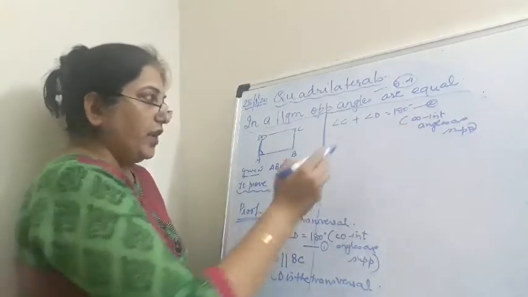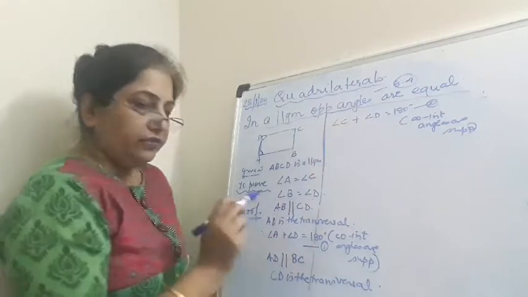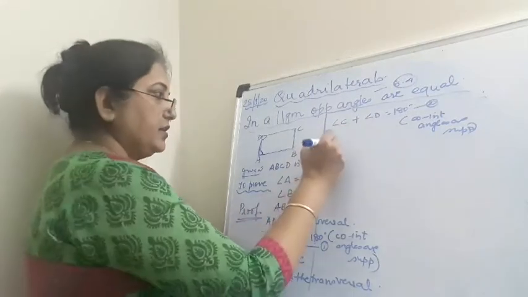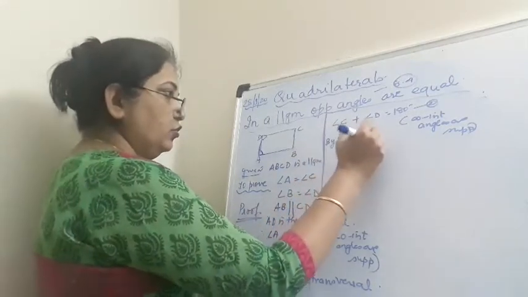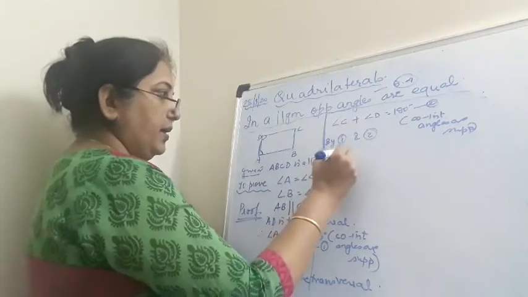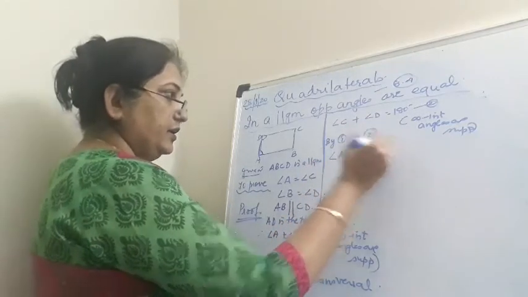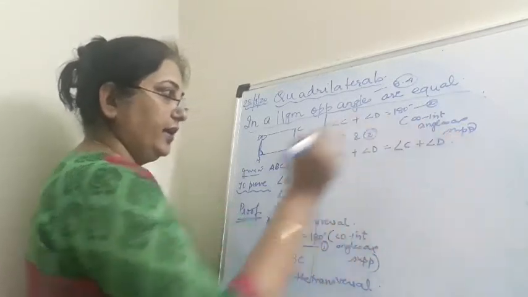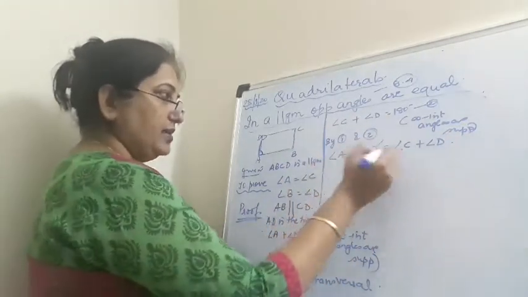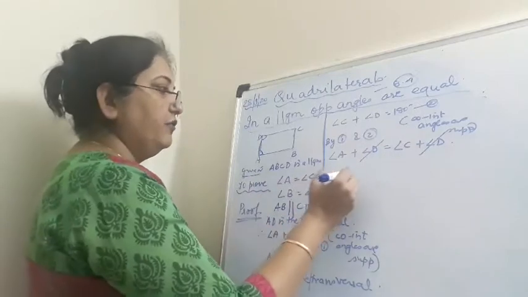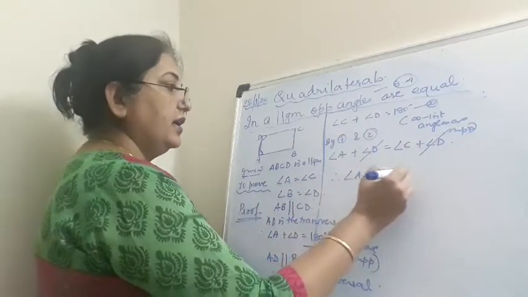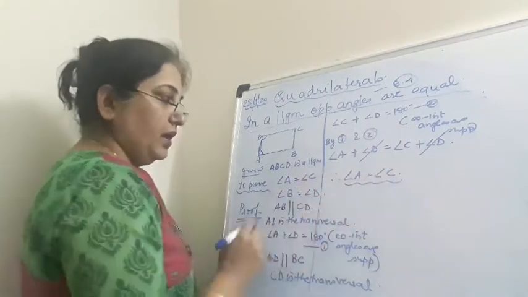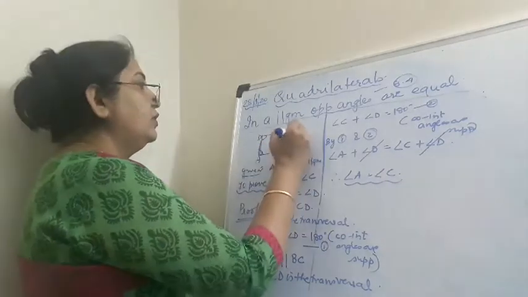Now, when you compare the second and the first equation, by 1 and 2, angle A plus angle D is equal to angle C plus angle D. So we will cancel angle D and angle D, and therefore we can write angle A is equal to angle C. Now we have proved that angle A is equal to angle C.